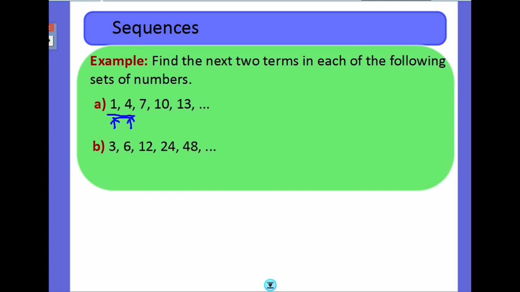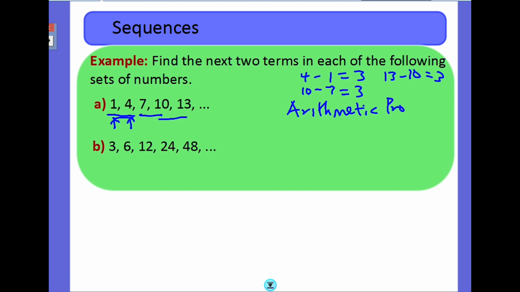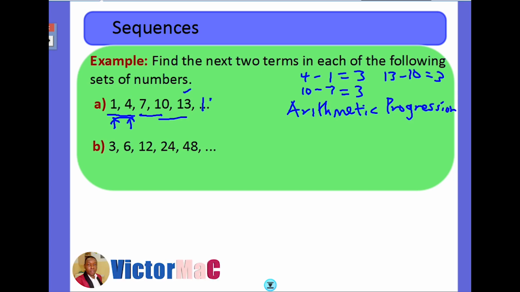Looking at 4 and 1, the difference is 3. Looking at 7 and 10, 10 minus 7, the difference is 3. And also looking at 10 and 13, this is how you establish that truly this is a common difference, and then it's called an arithmetic sequence, or arithmetic progression, which is shortened as AP. So to find the next two terms, we just add 3. The next one will be 16, add 3 to this, the next one will be 19.